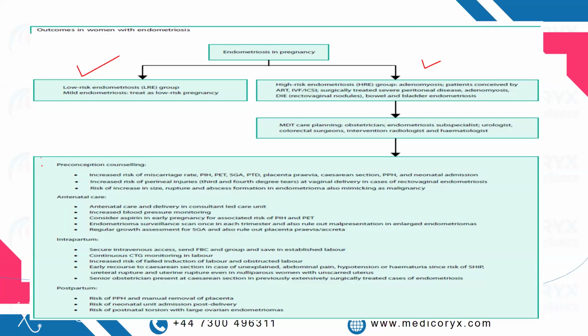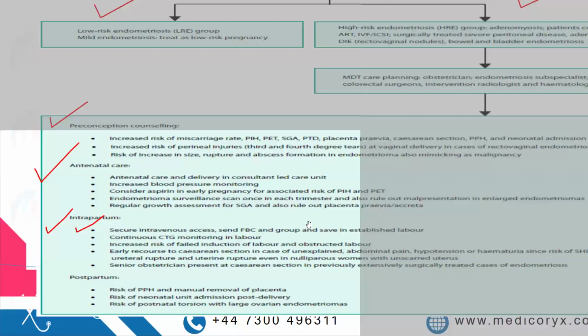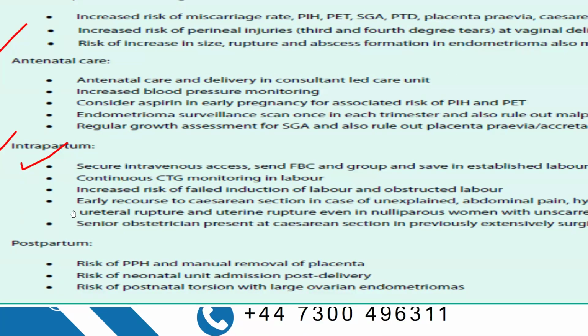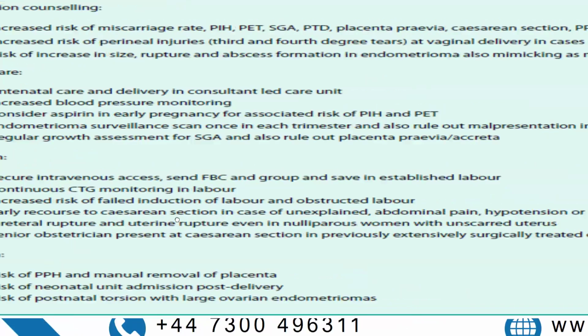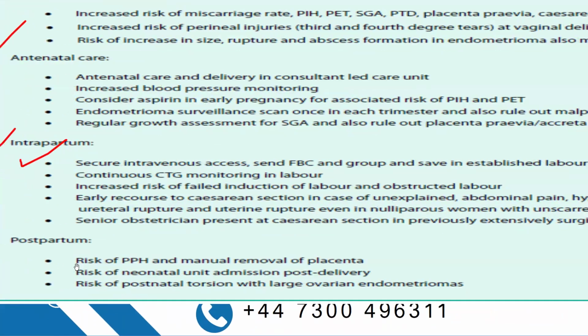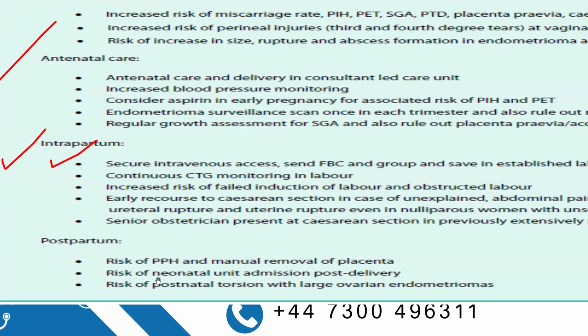Then we will offer them MDT care. We will offer them good preconception counseling, good antenatal care, and intrapartum care. Intrapartum care is going to be, number one, secure IV access and full blood count and group and save in established labor, right? Then continuous CTG monitoring in labor, increased risk of failed induction of labor and obstructed labor, early recourse to cesarean section, and a senior obstetrician present in the cesarean section in previously extensively surgically treated cases of endometriosis. Naturally, there can be increased risk of adhesions. Postpartum, there is risk of PPH and manual removal of placenta, risk of neonatal unit admission post delivery, and risk of postnatal torsion with large ovarian endometriomas. And we all know postpartum ovarian torsion is quite common.